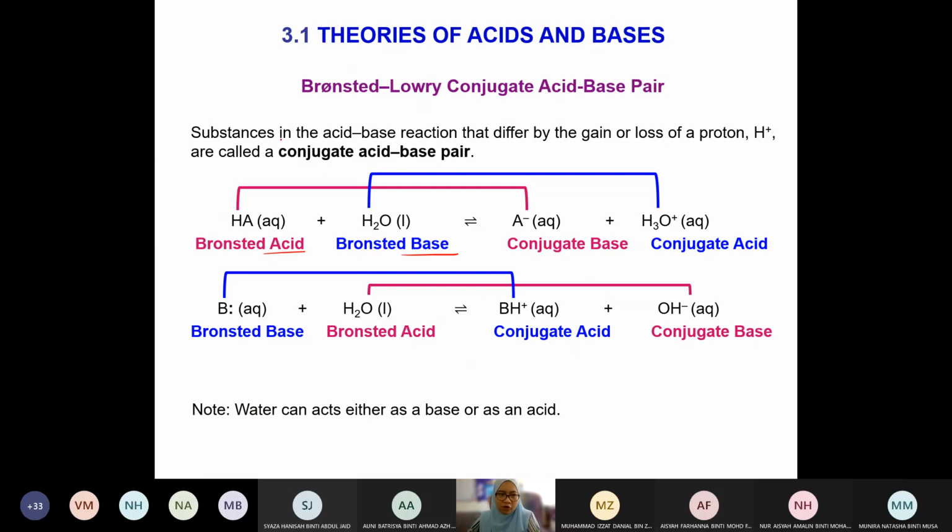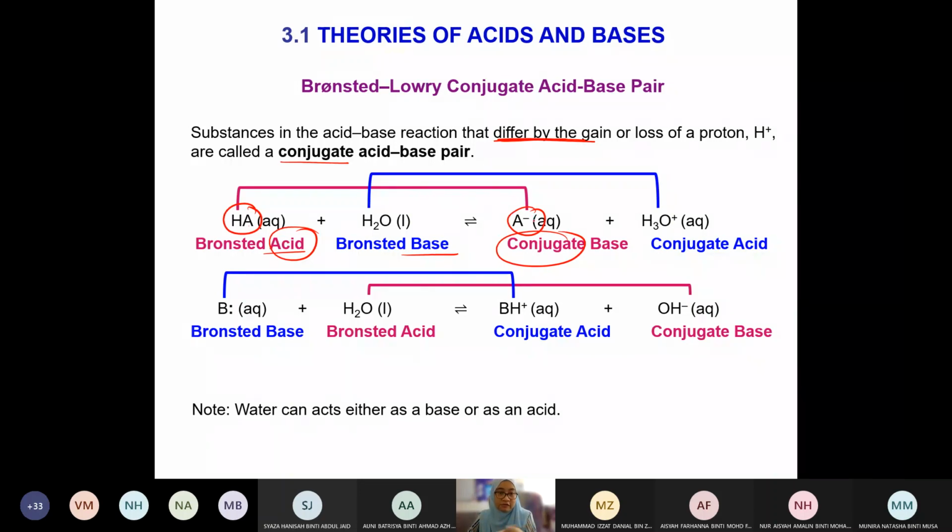How about the conjugate? What do you mean by conjugate, guys? Substances in an acid-base reaction that differ by the gain or loss of a proton are called a conjugate acid-base pair. HA becoming A minus differs by only 1 proton. Normally its pair, if this is the acid, will be the conjugate. You have to be careful. It is not the Bronsted acid, this is the conjugate base. Why?